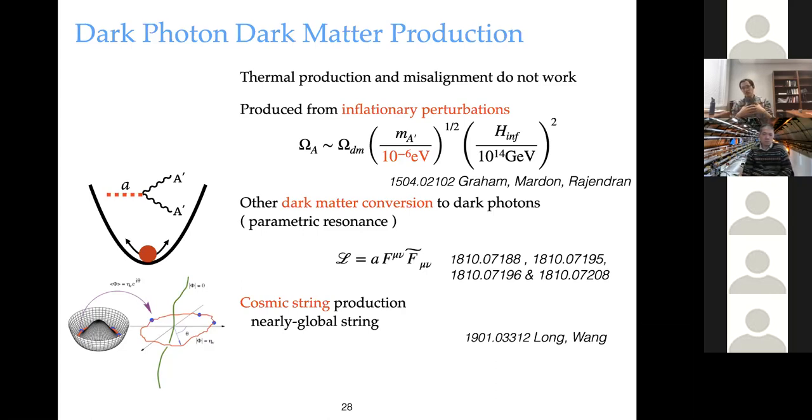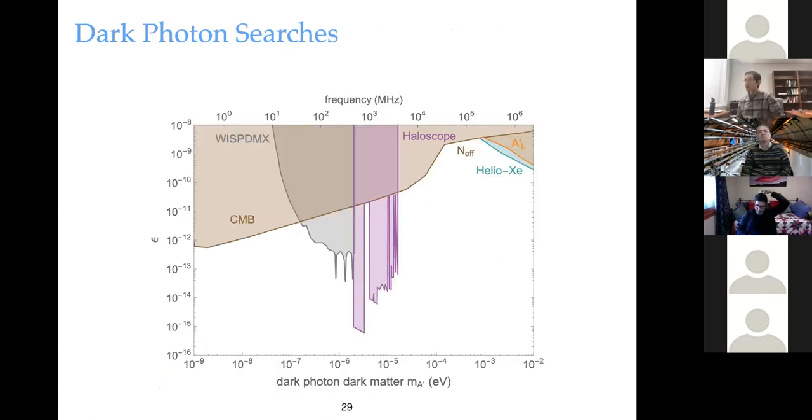The last possibility is by Andrew Long and Lian-Tao Wang, and they are thinking about cosmic strings produced by U1 symmetry breaking, and your A prime is sometimes related to the U1 symmetry. The U1 symmetry breaking gives you a cosmic string in the early universe. The cosmic strings oscillate and decay to gravitons and to the A prime. The A prime can be the dark matter candidate. Okay. We already talked about the history.